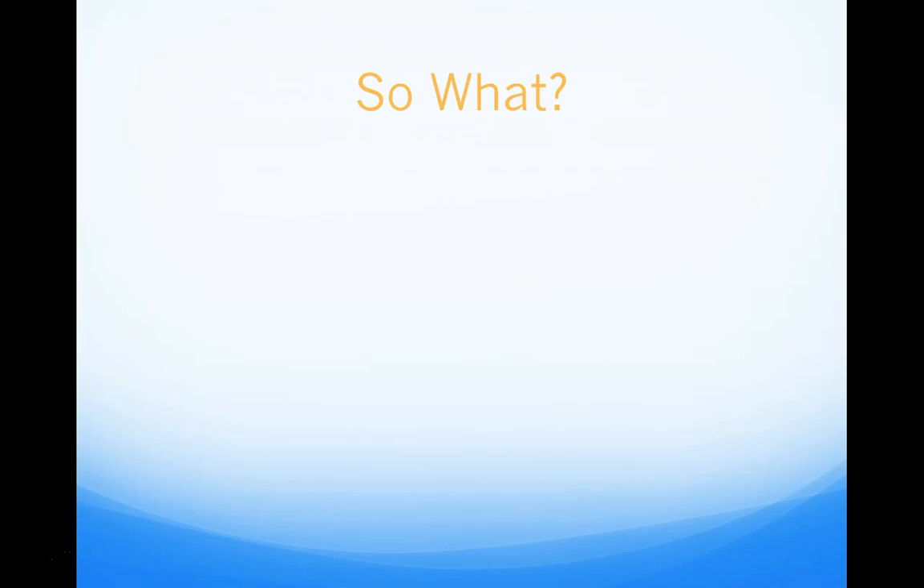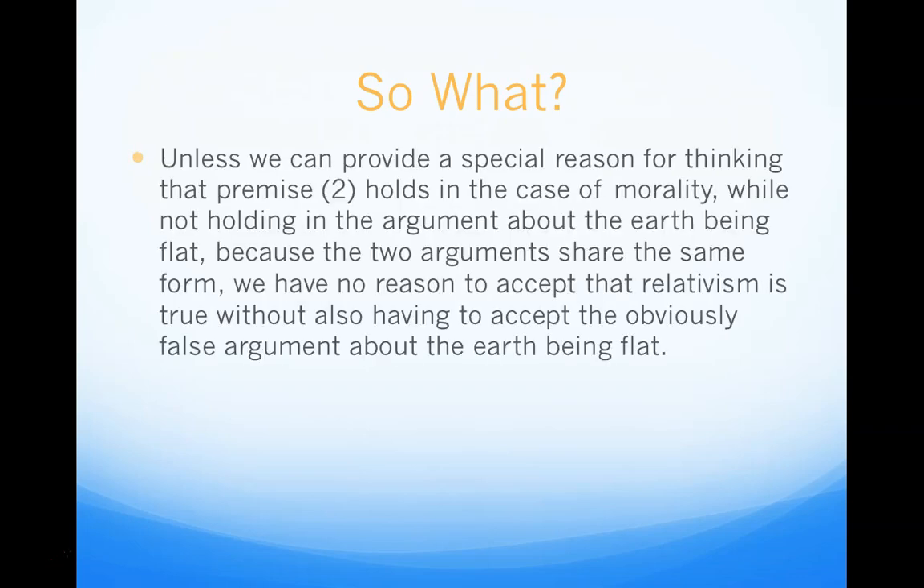So why does this matter? Well, unless we can provide a special reason for thinking that premise 2 holds in the case of morality, while not holding in the argument about the Earth being flat, because the two arguments share the same form, we have no reason to accept that relativism is true without also having to accept the obviously false argument about the Earth being flat when a majority of society thinks that it's flat.